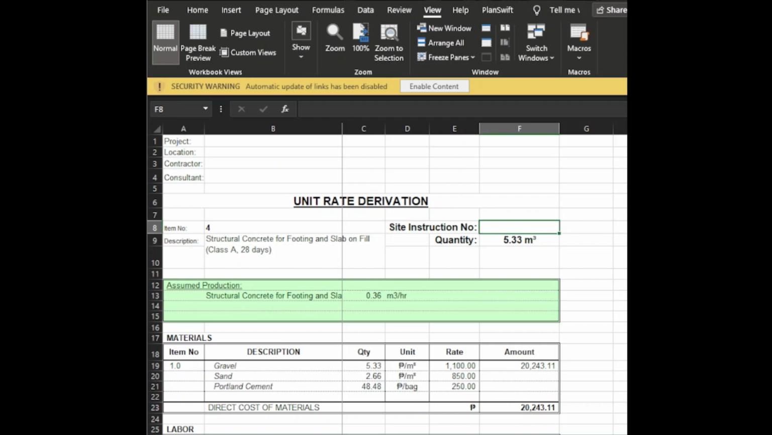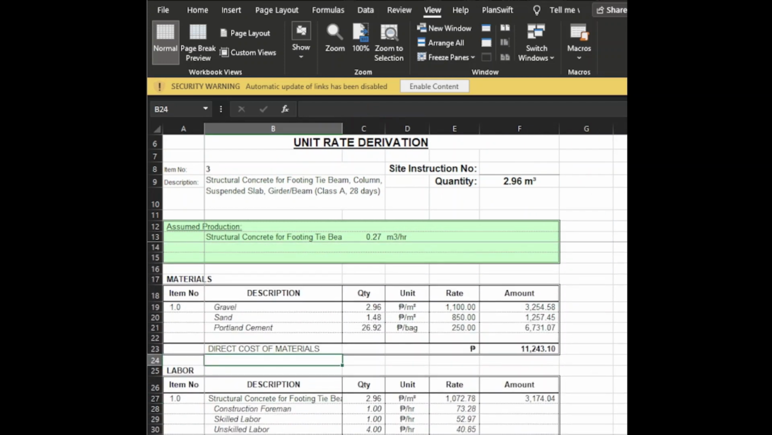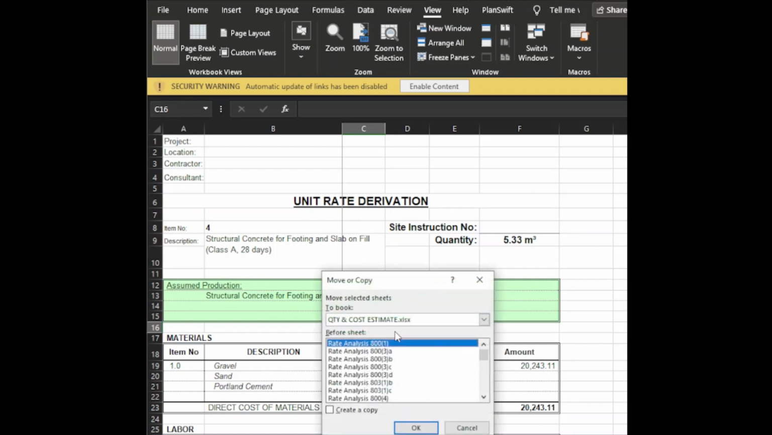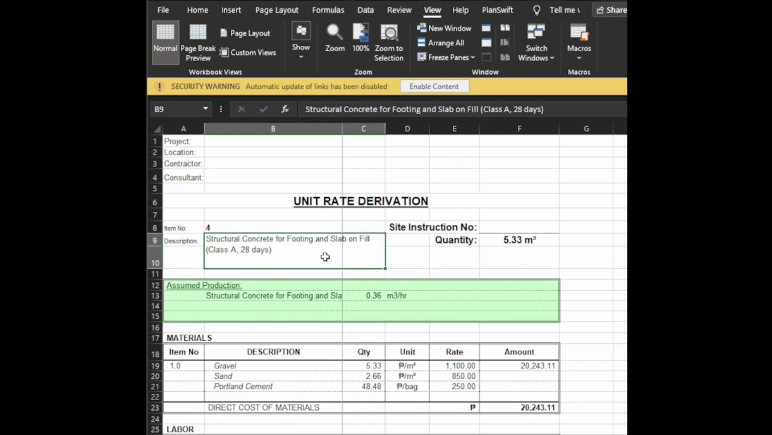Actually, guys, we can also make these two items one page, the structural concrete for tie and beam, for the column and the beam, and also for the slab and for the footing. So I will show you guys how to make this one in the same page. But if you need to separate that one, you can do that like this. But if we will make it in the same page, we'll just copy this one first.